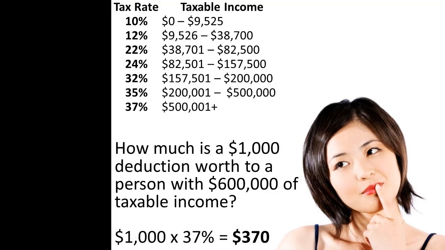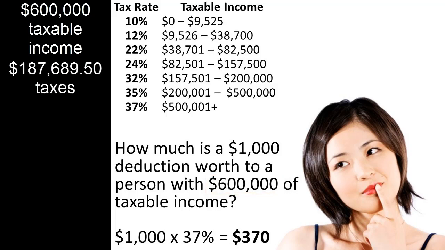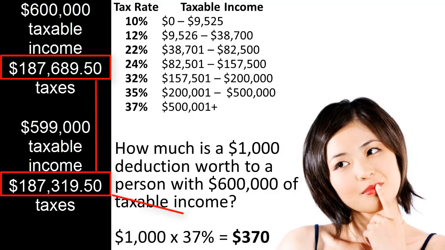The same tax deduction is worth more to a higher income taxpayer. For example, a single taxpayer with $600,000 of taxable income in 2018 would pay $187,689.50 in taxes. If the taxpayer were to have received an additional $1,000 deduction, his or her taxable income would have fallen to $599,000, and he or she would have owed $187,319.50 in taxes. Thus, the $1,000 deduction would have caused the taxpayer's tax bill to drop by $370.